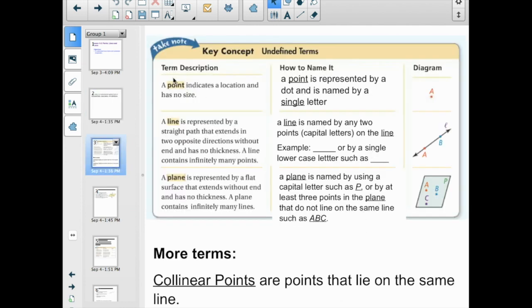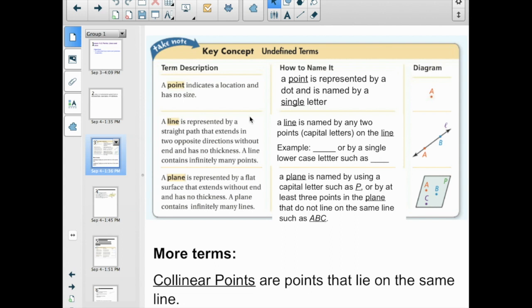So a point is the most basic concept in geometry, and basically what it is, it indicates a location on a graph or an object, but it doesn't have a size. So no matter how big you draw that dot, it's not going to change. It's technical, the fact that it doesn't actually have a size. We name it by using a dot and a single letter. So right here in the diagram, you can see there's a dot with a capital A. And we do use capital letters to name points. Lowercase letters actually mean something completely different, so watch that case.